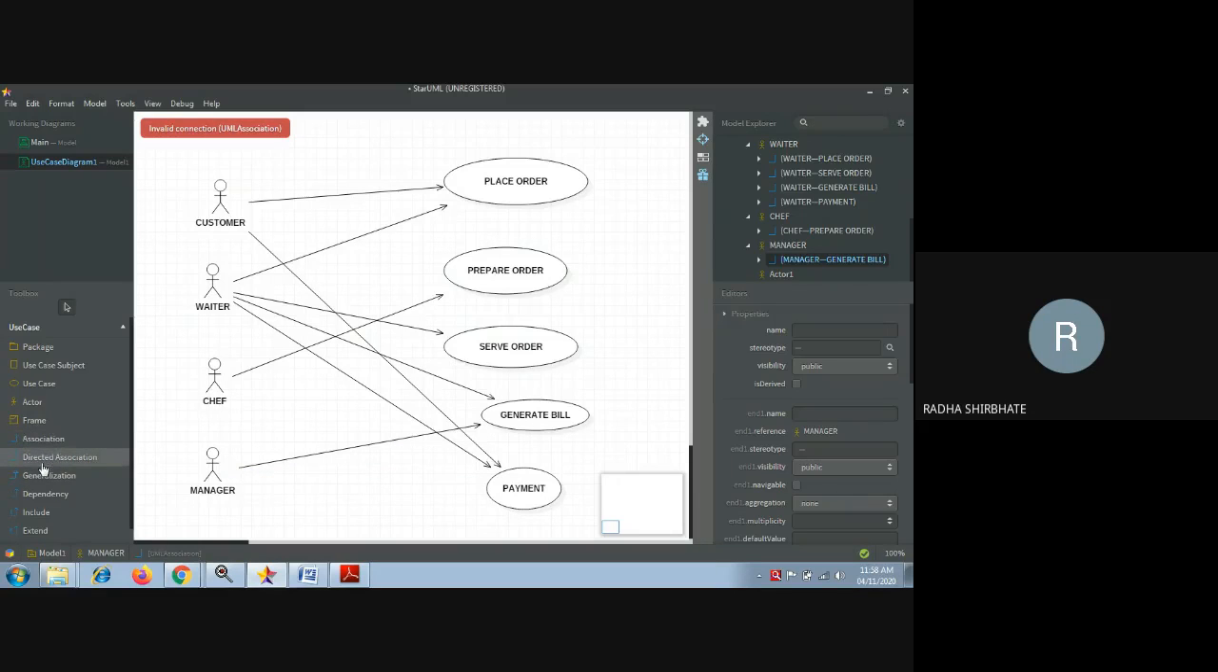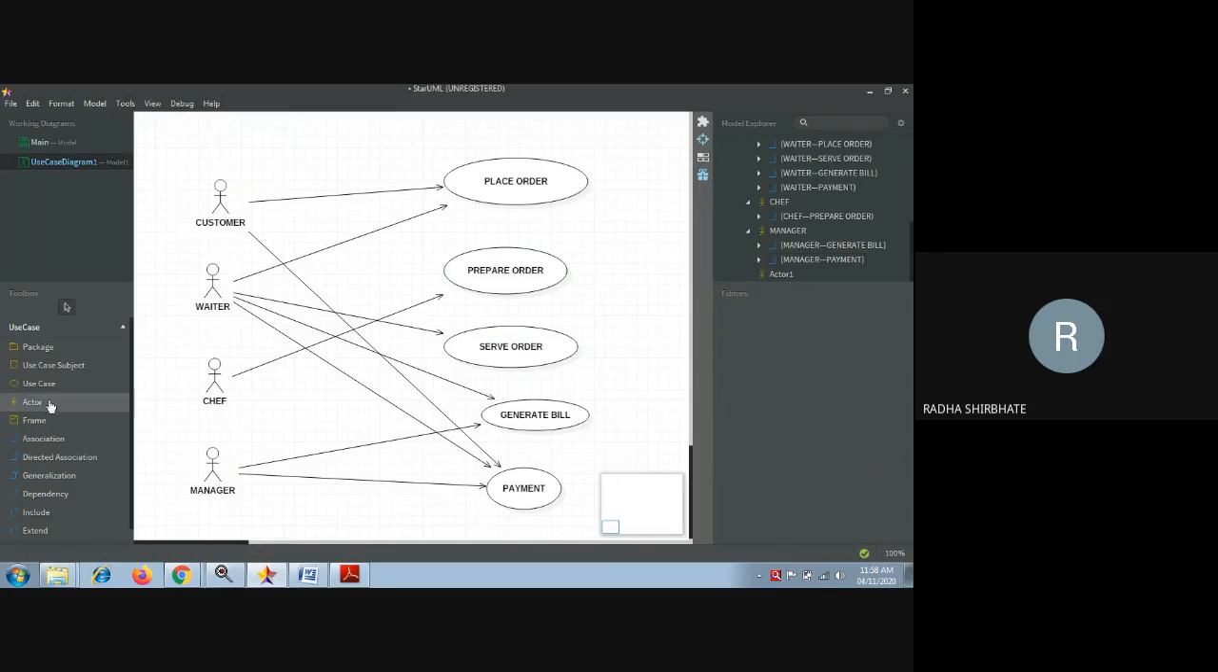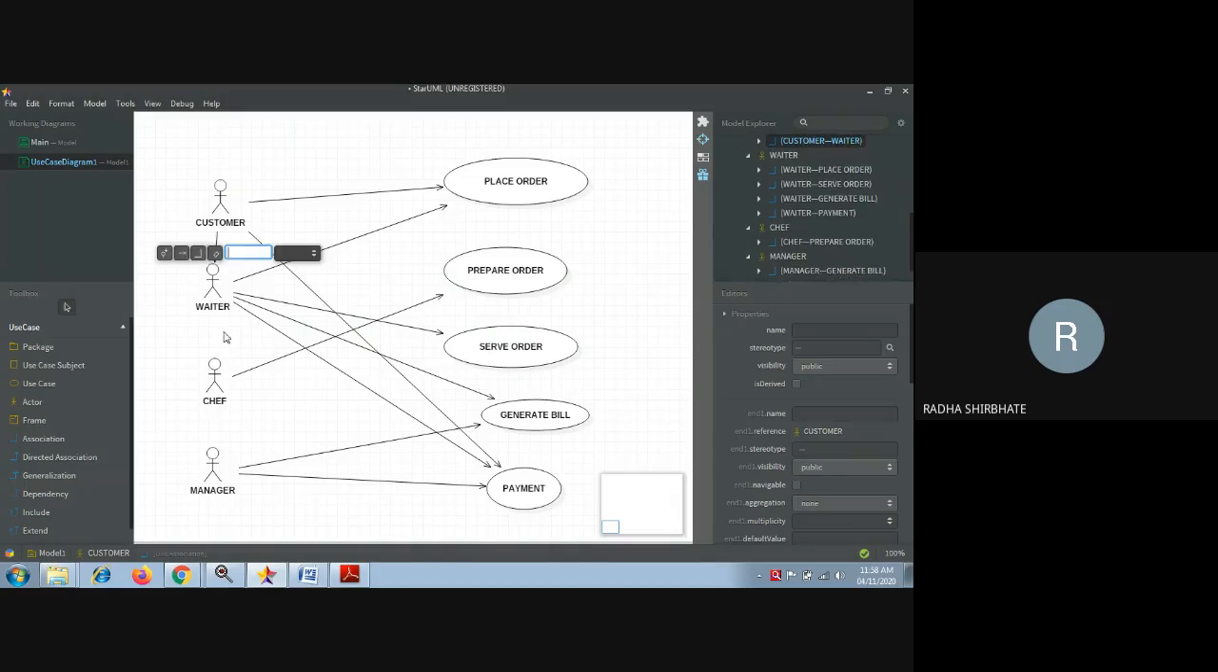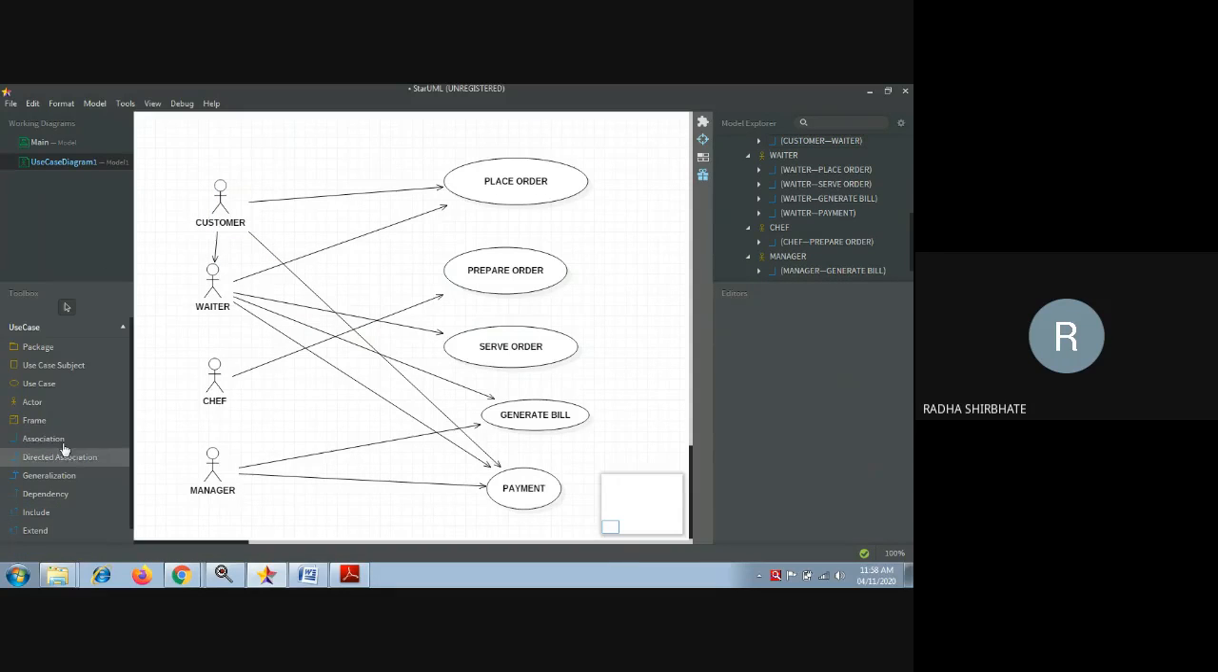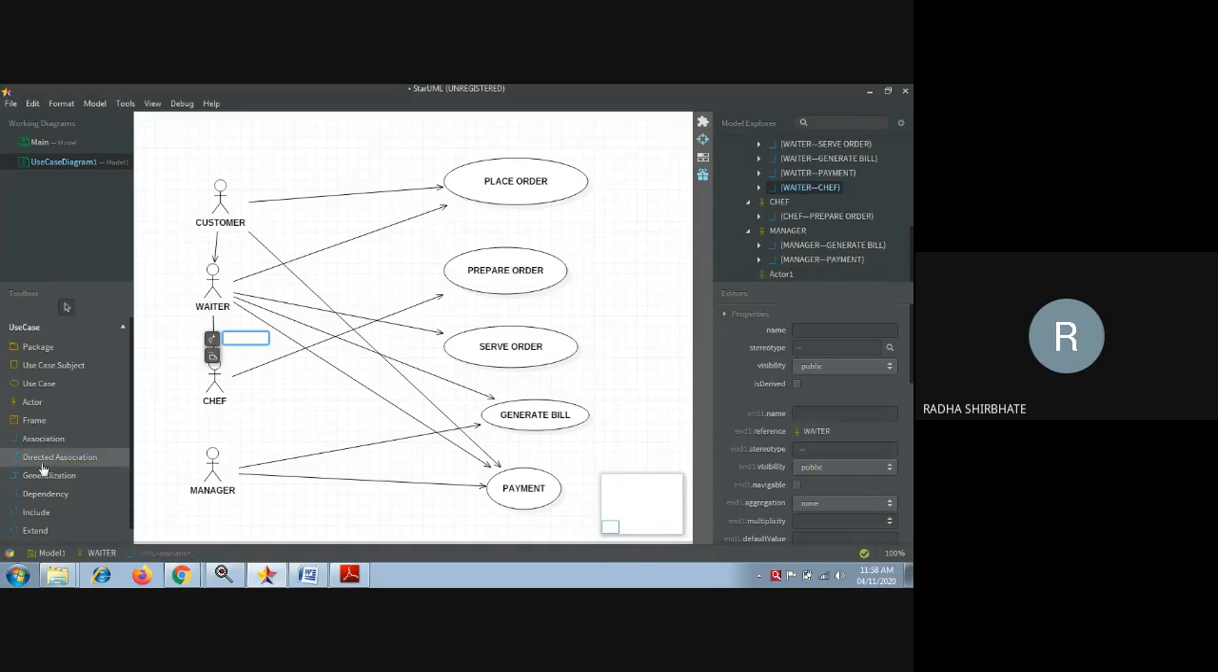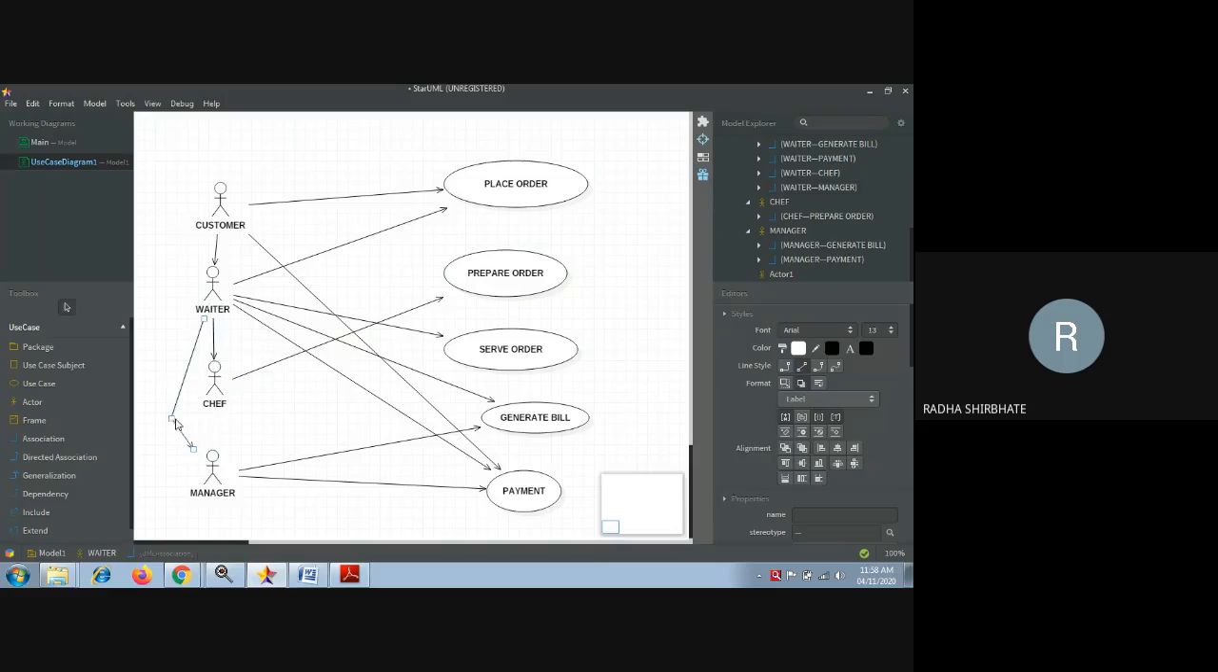Similarly, you can show the relationship between the different types of actors also, who is related with whom, so that we can define here. Customer is directly related with your waiter, so we will show the relationship like this. Now your waiter is in relationship with chef, and secondly he is in relationship with your manager, so you can show the relationship like this one also.